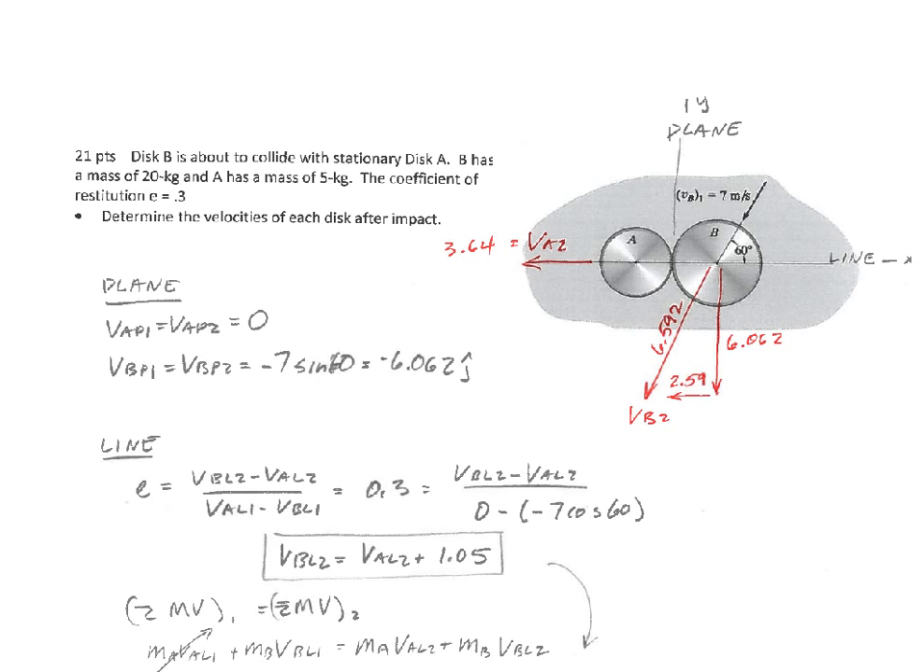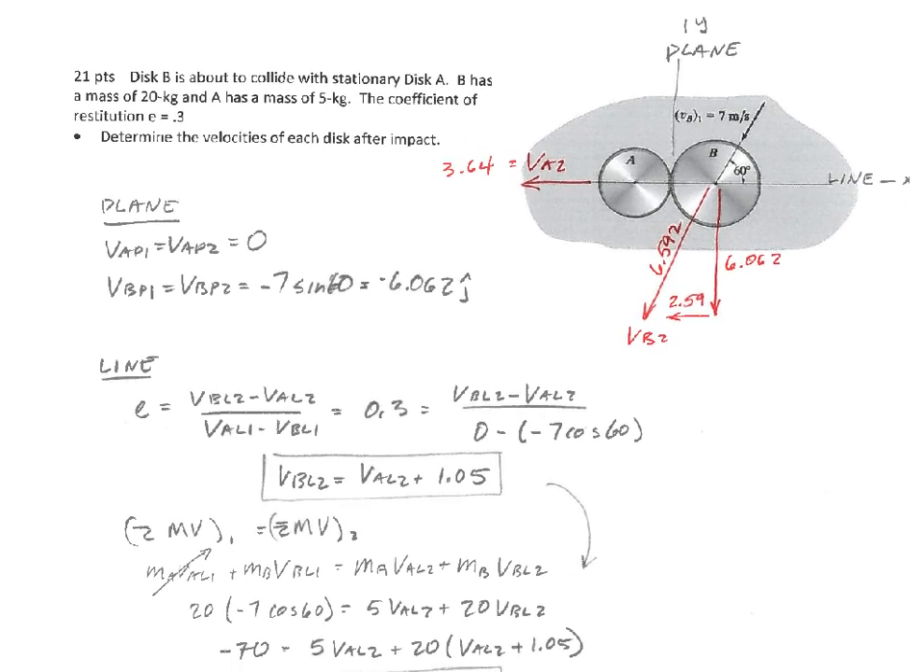And so along the plane, we say VA plane 1, which is right here, is equal to VB plane 1 is equal to VB plane 2, which is coming down that way. And that value is 7 cosine 60. So that's going to be the same before and after for particle B. Particle A has no velocity in the plane, either before or after. So that's going to be 0 in both cases.